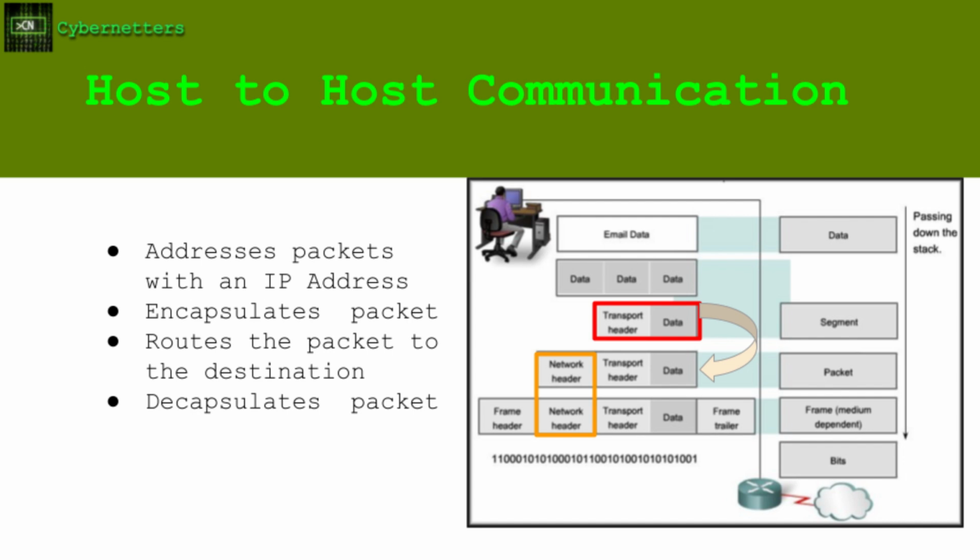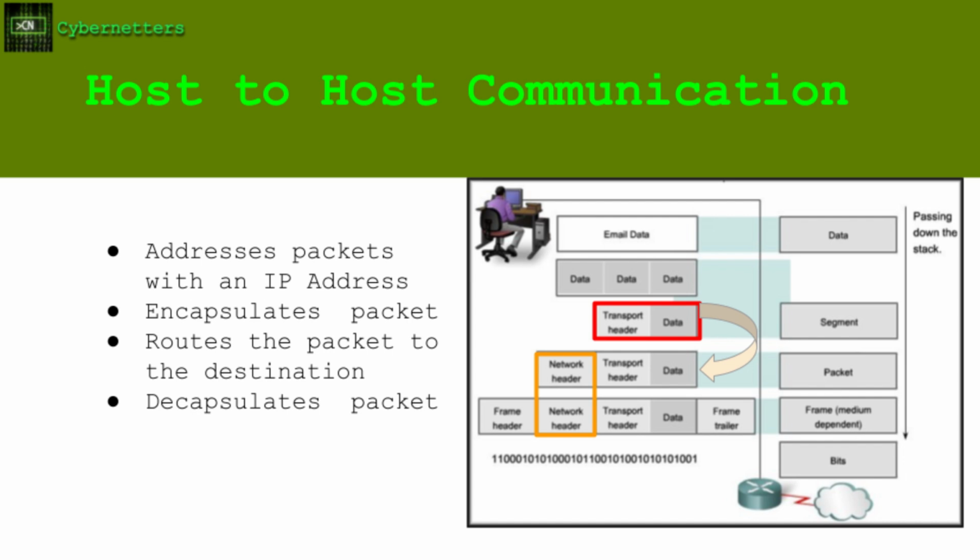Routers use the IP address to determine the best path for the packet to travel. If the destination is on a different network, the router then forwards it using the best available route. For example, if you're accessing a website hosted in another country, your data travels through multiple routers across the internet before it reaches its destination.